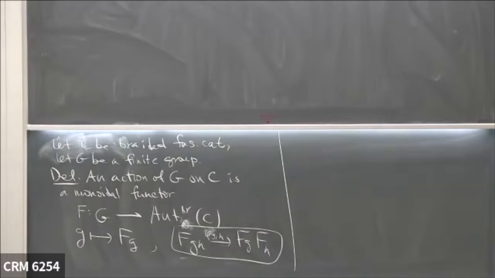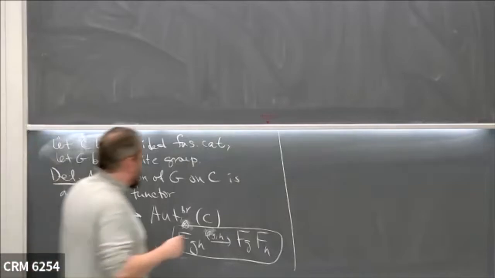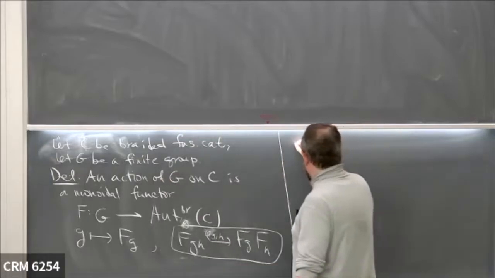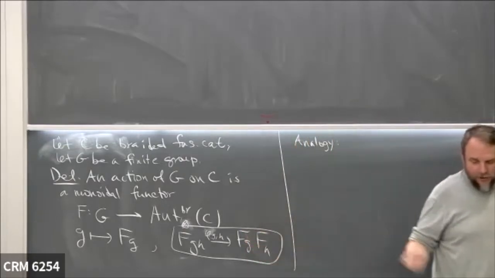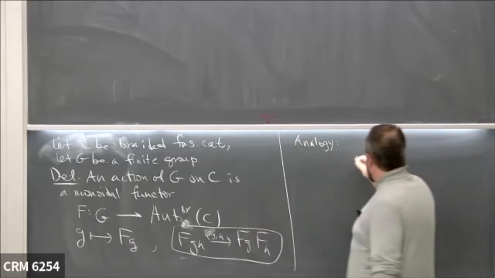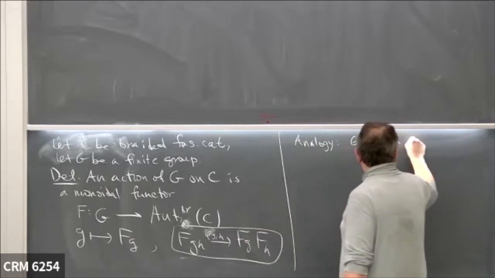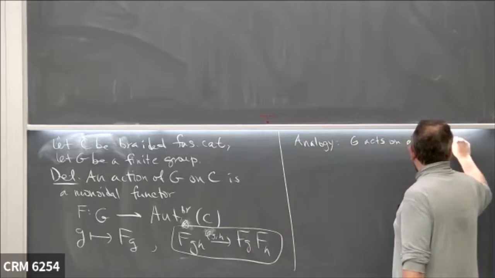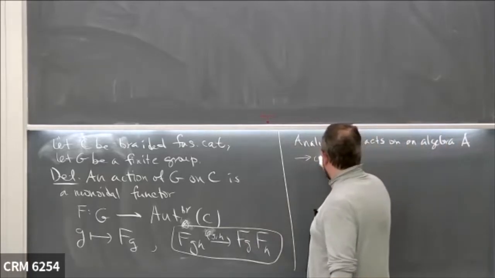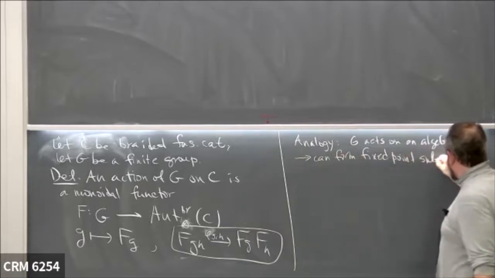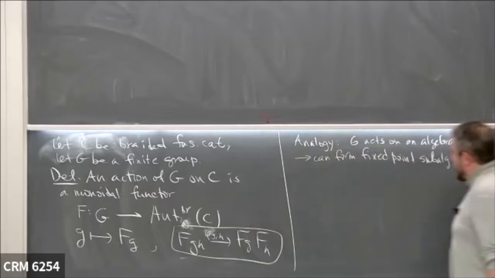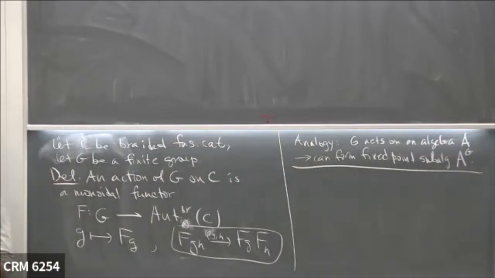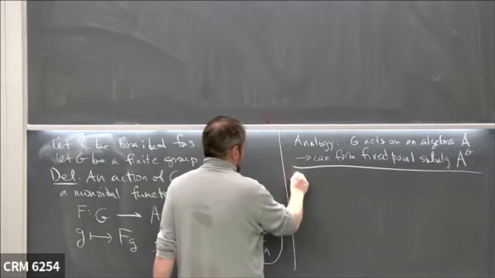Okay, so now what can we do with such an action? We can form a new category. Here is a classical analogy. If you have a group G acting on an algebra A, you can form a fixed point subalgebra, denoted usually A^G, all the elements of A that are fixed by G. Now, in the categorical world, we don't fix things, right? We fix them only up to isomorphism. So this motivates the following definition.